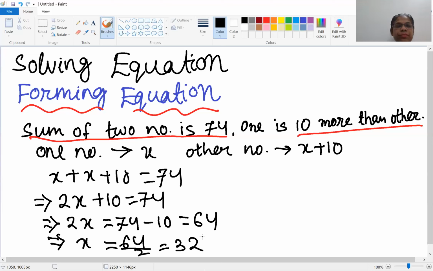This is an easy problem. I can find out the statement easily. So, I will discuss one more example here.